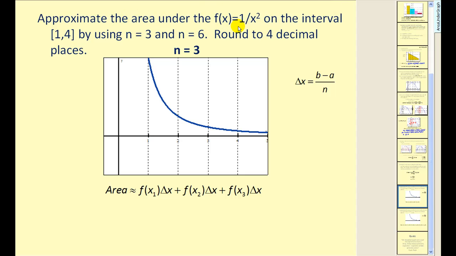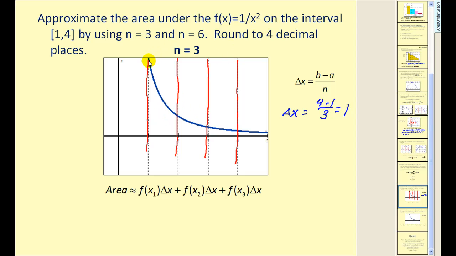Approximate the area under the function f of x equals 1 over x squared on the interval from 1 to 4 using 3 and then 6 rectangles. Remember, n represents the number of rectangles. So to find the width of each interval, we'll calculate our delta x, which would be b minus a over n, so 4 minus 1 divided by 3, of course, would be 1.